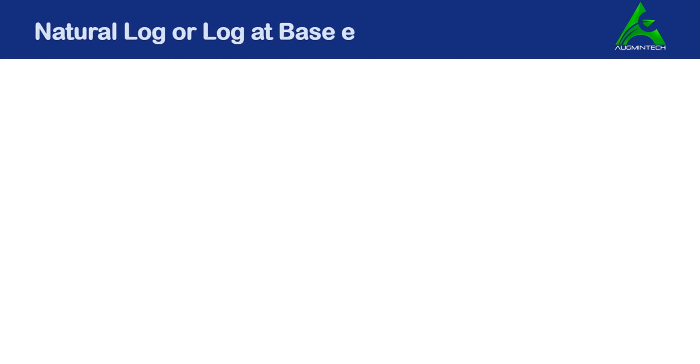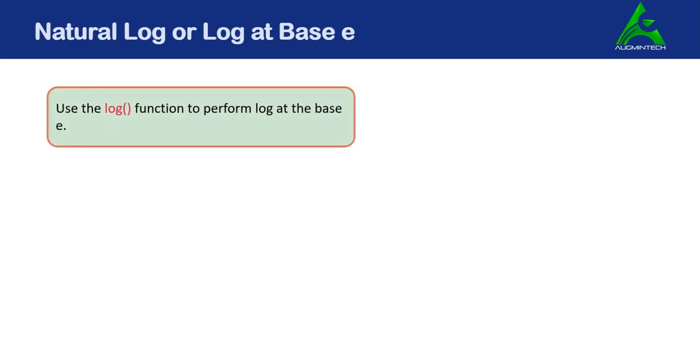Natural log or log at base e. So here we make use of the log function to perform log at the base e. So again we can just go and say log and then the range of elements in specific range like 1 to 10, it means it will print from 1 to 9.